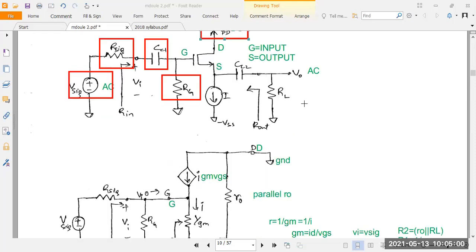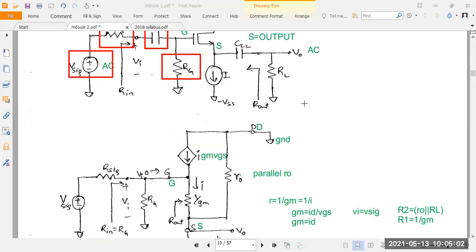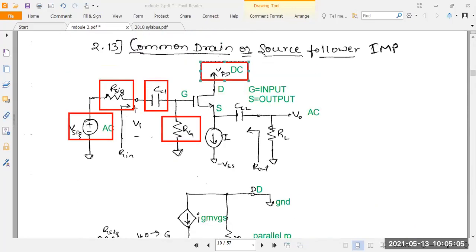Understood? Next you write the same equivalent circuit. How to write the equivalent circuit? For common drain, you have to write the T shape. Don't write the pi model here. Why? Because on the source side they have connected a load resistance, either RS or RL. Since a resistance is connected on the source side, you have to write the T equivalent model.